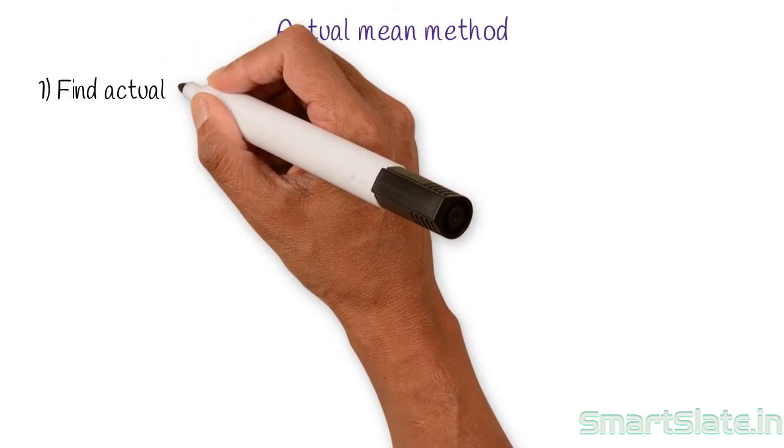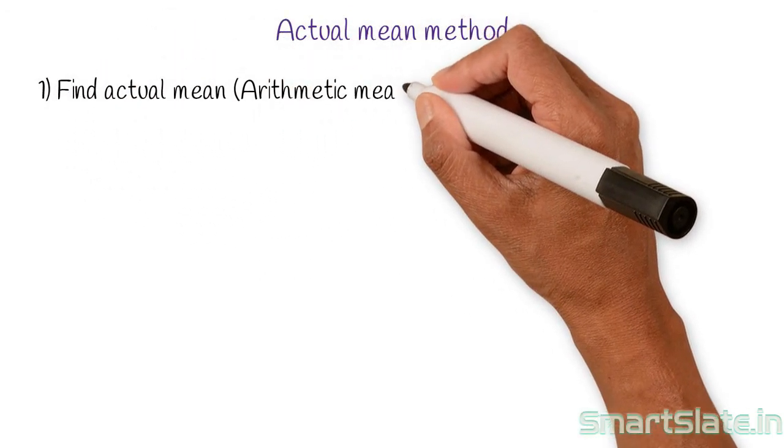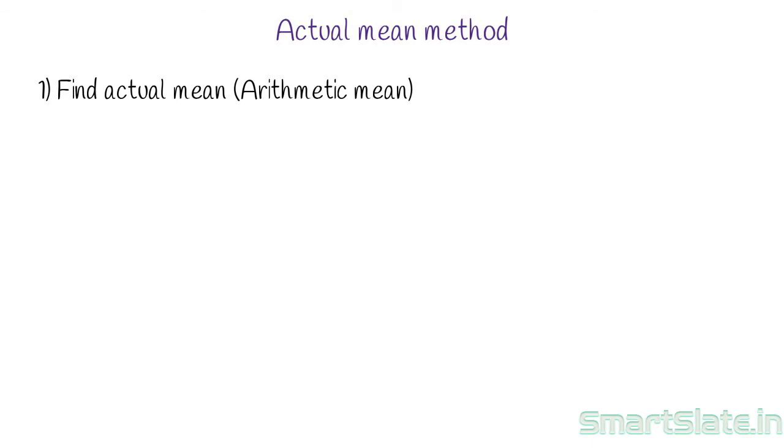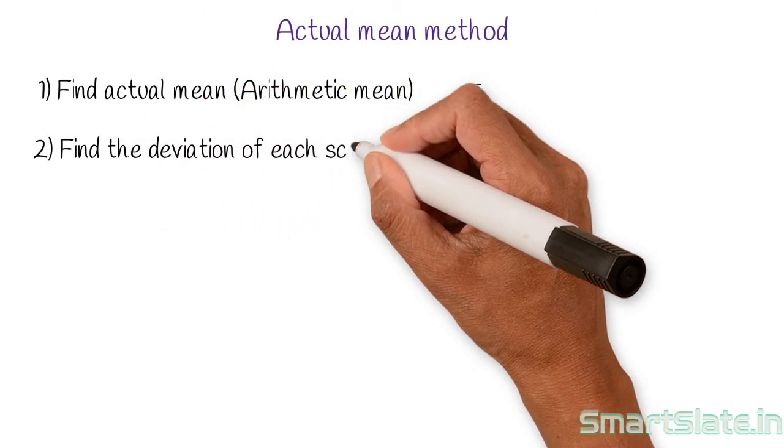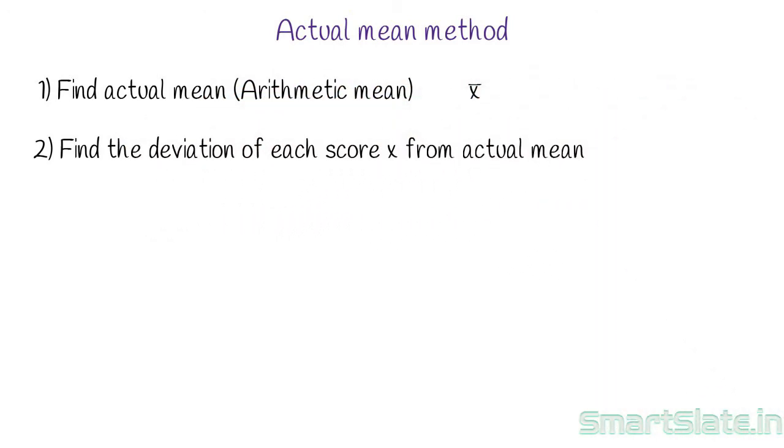This is called the actual mean method. Let me explain the steps involved in this method. First step is finding the actual mean. That is finding the actual arithmetic mean of all the scores in the data. Second step is find the deviation of each score x from actual mean.